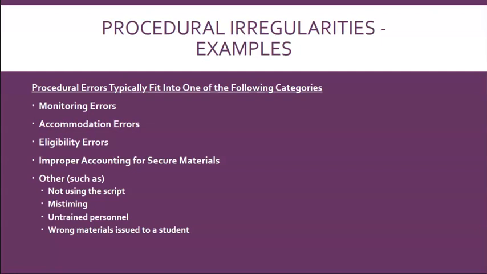And then other things like not using the test script, mistiming, so undertiming or overtiming, having untrained personnel work in the testing administration, or having the wrong materials issued to a student, which does happen. We have a lot of students with very similar names, and we have to be very, very careful that we are making sure that the materials are being handed out to the right student. And now, the last few years with us having TestHound, not only do we have answer documents with student names, we also have test booklets with students' names, and so that's a double thing there for you to make sure that you're checking on.